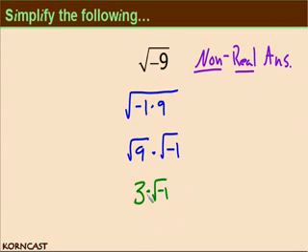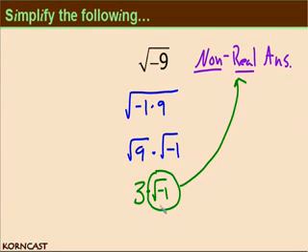So what we conclude is that the non-real answer comes from this part of our expression. Not the 9, but the square root of -1. So the square root of a negative number gives us a non-real answer.